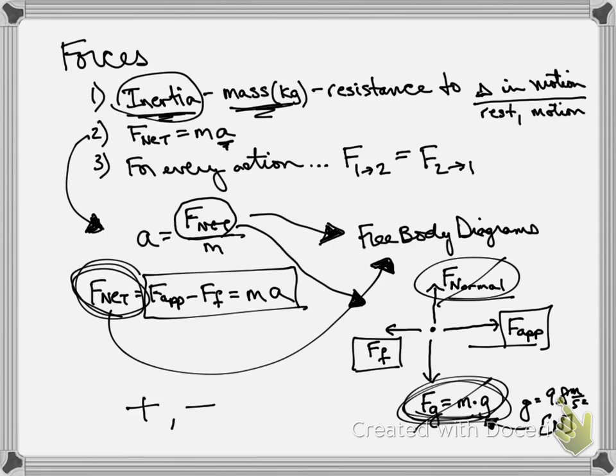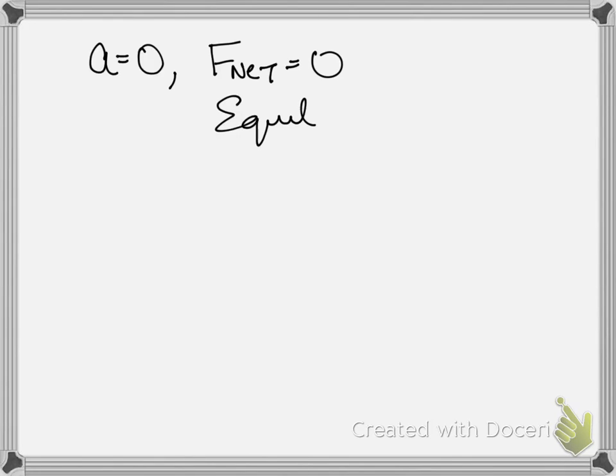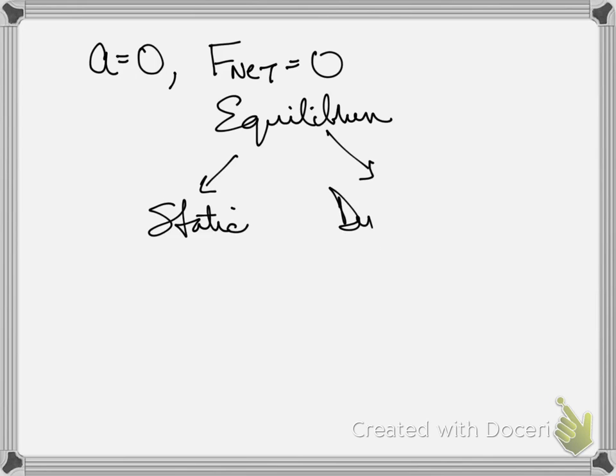Let me do a new page here. Erase all strokes. If A is equal to 0, that means when you do the math, F net is equal to 0, and that's a condition known as equilibrium. And we can have static equilibrium, or we can have dynamic equilibrium. Static, not only is A 0, but V is 0. This means we're not moving.